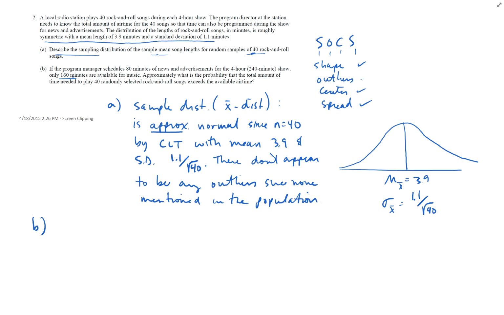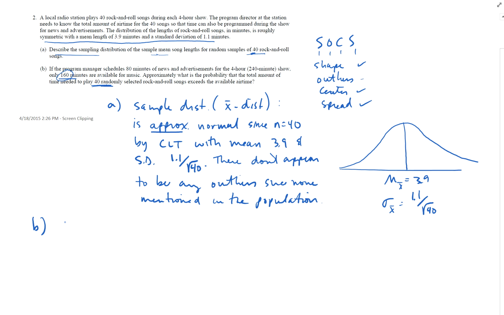So I want to play 40 songs. What's the probability that it goes over 160 minutes? And at first it's kind of like, oh, how am I going to get this? Because how do I do 160 minutes in 40 songs? I know about an average of 40 songs. It has a mean of 3.9 and standard deviation, but now we're talking 40 songs total. Well, two ways to do this.